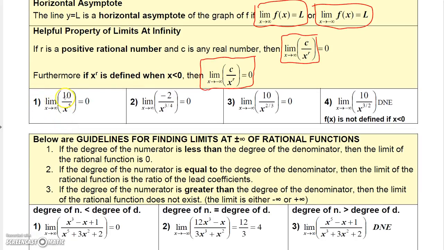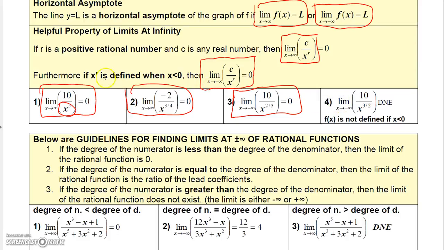So for example, here I have a constant 10 over x to the 5th. As x goes to infinity, I know this limit is going to go to 0, basically because the bottom is going to just grow much faster than the top. Here I have a constant over x to the 3/4. So here as x goes to infinity, this limit is going to go to 0. Here I have 10 over x to the 2/3. So as this limit goes to negative infinity, this is going to go to 0.